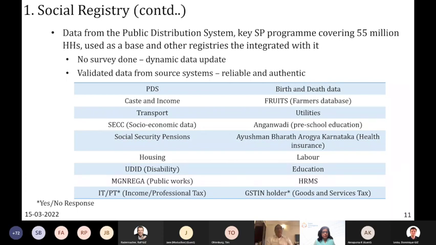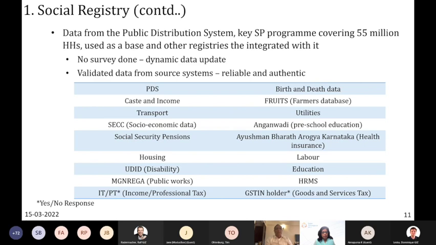The data from the public distribution system became a starting point for us. Citizens take food grains every month. In fact, in one of the biggest provincial elections, in Uttar Pradesh, one of the winning reasons was a good quantity of free food grains given to the citizens very effectively. Same is the case with Karnataka.